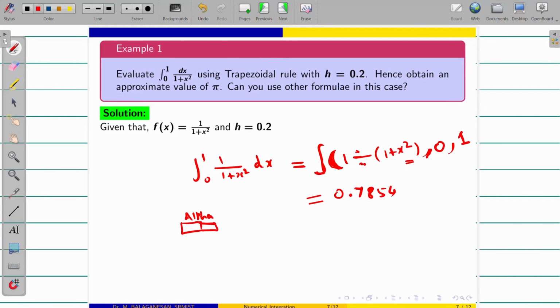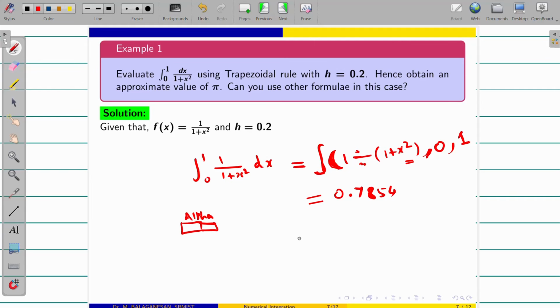0.7854. This is the answer I have to get. So easily you can conclude, guys, that the limit should be 0 to 1. The limits should be given and the variable should be only one variable, x only. Suppose you have x and y, some other function, it won't work in the line integral.